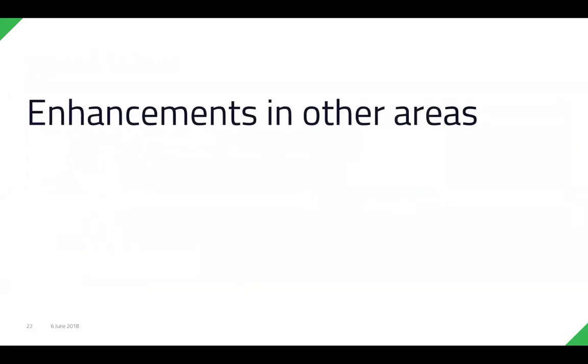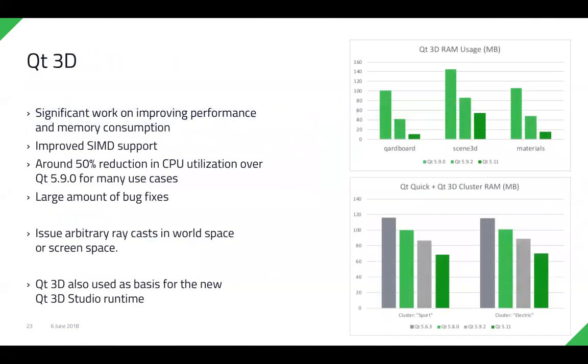Of course, we have also quite a lot of enhancements in other areas of Qt, and I'll go through some of those now. Qt 3D. We've done a lot of work in Qt 3D, especially to improve performance and memory consumption. You can see on the right-hand side some graphs showing you the amount of things we have managed to do. Qt 3D in Qt 5.9 had a relatively large base overhead for instantiating just one instance of a Qt 3D engine, and we have been able to cut down that overhead significantly.